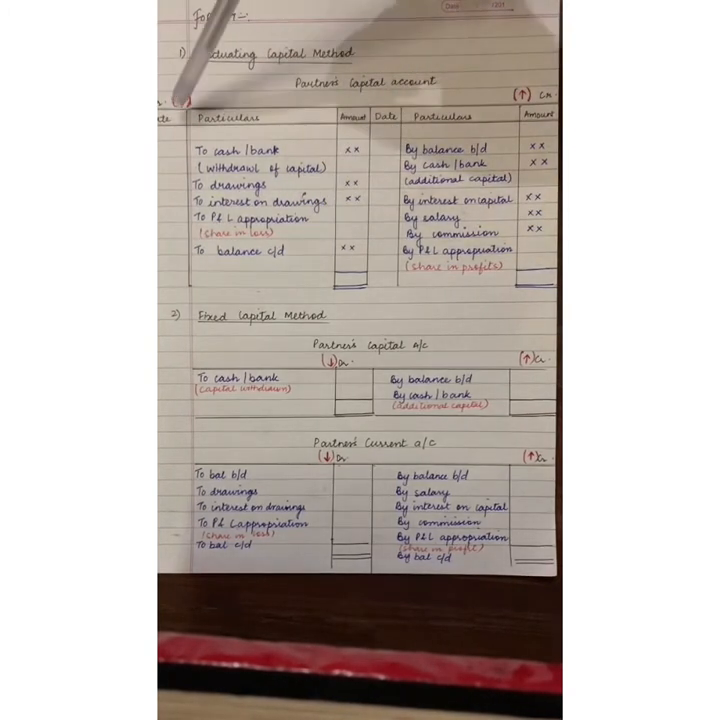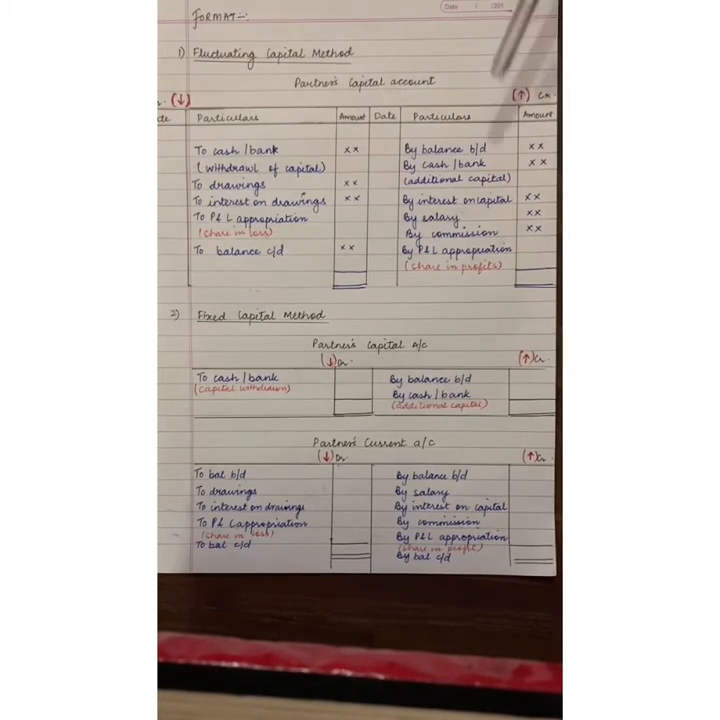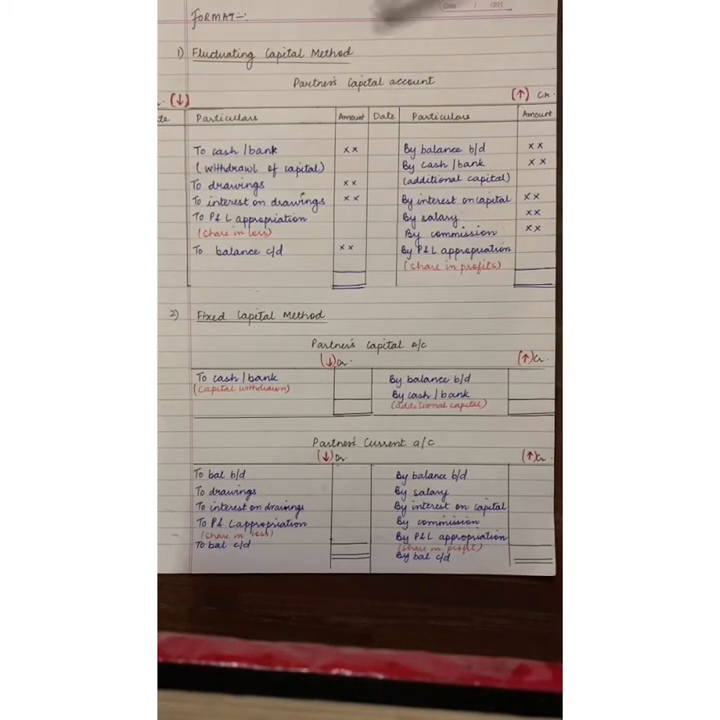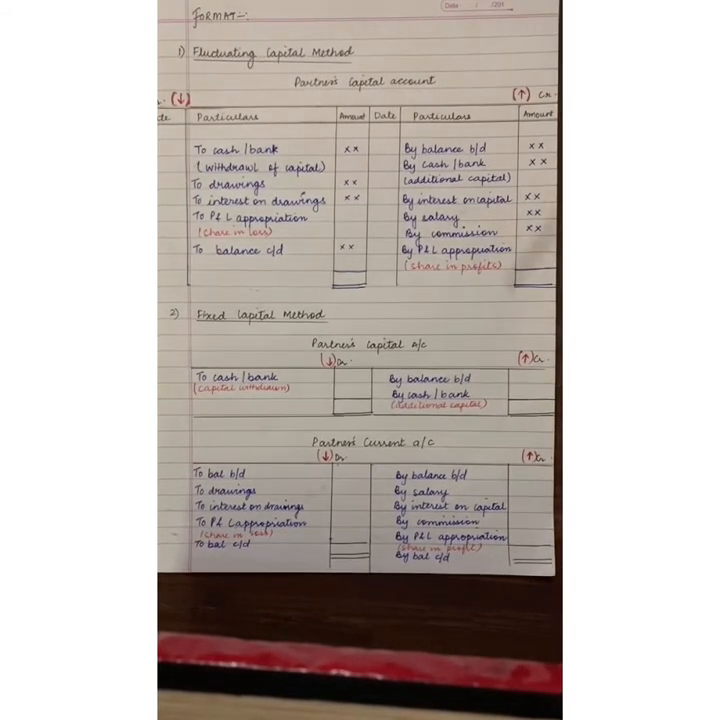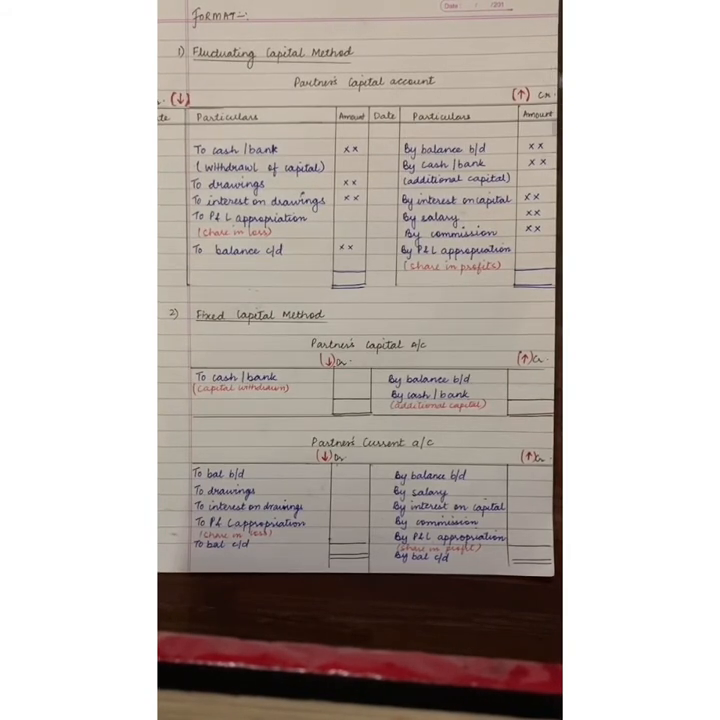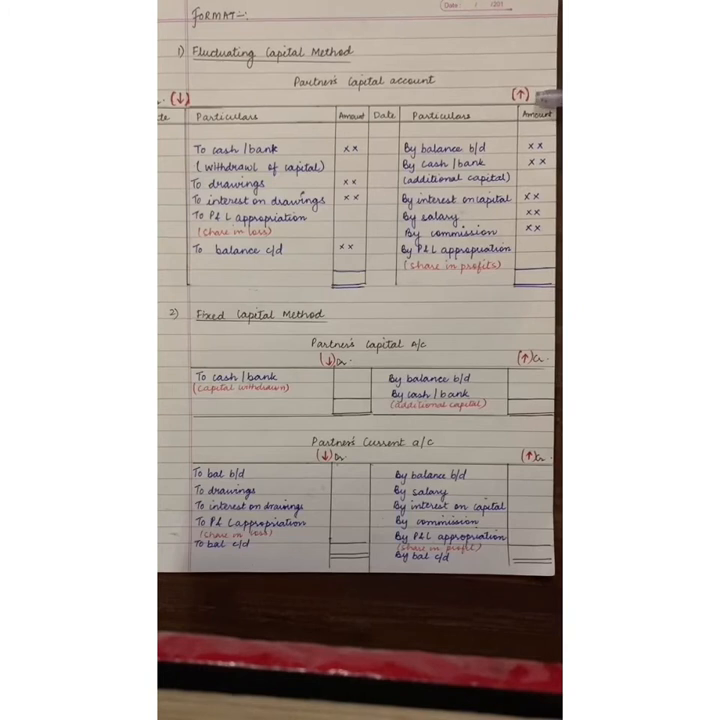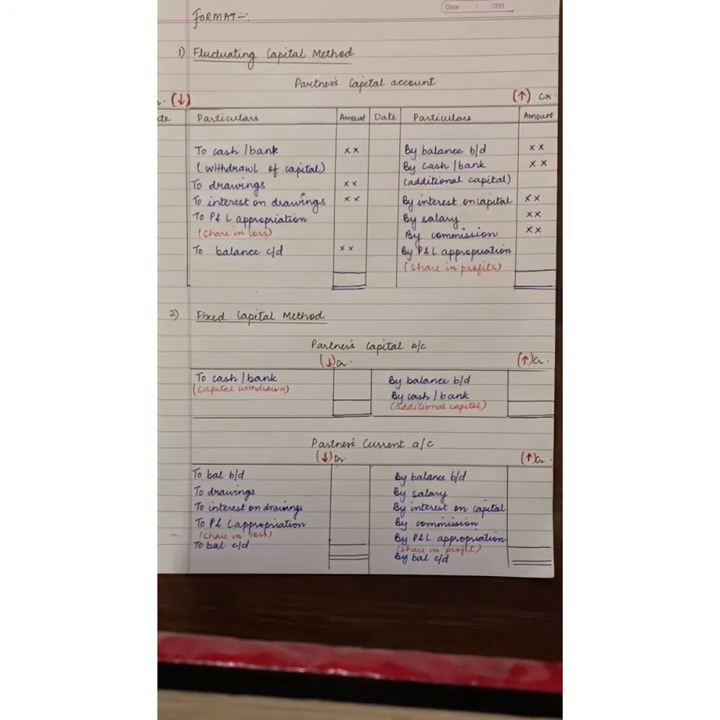I have not made that. Amount, this will be your debit column. Repeated again: date, particulars, journal folio, and amount, this will be your credit column. You can see two arrows here, which indicate that if there is any transaction through which capital is going to increase, it will be recorded on the credit side. If there is any transaction through which capital is going to decrease, it is going to be recorded on the debit side.